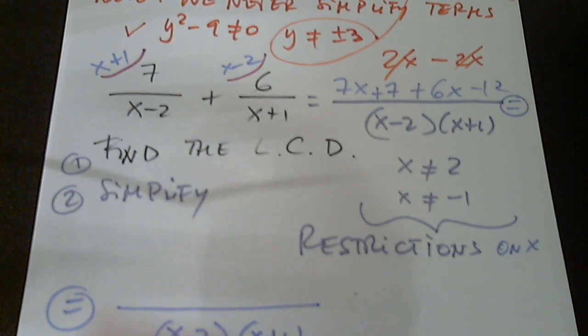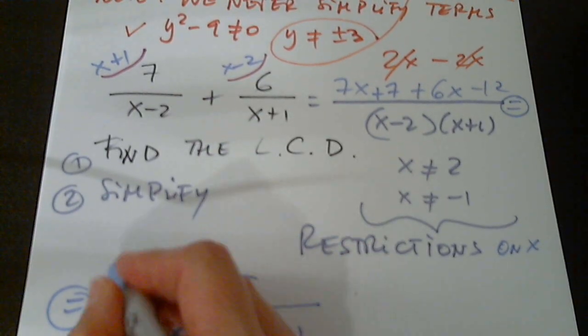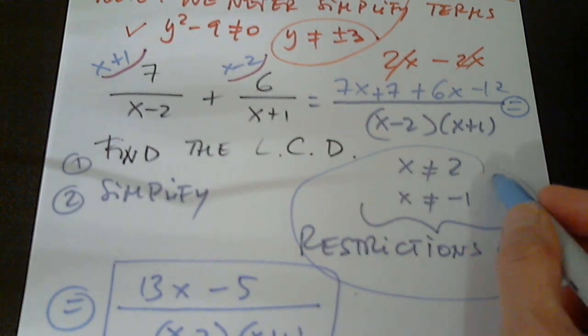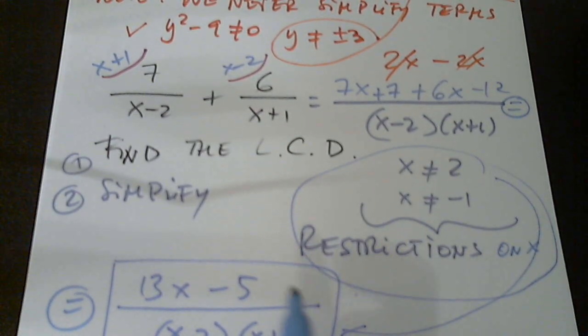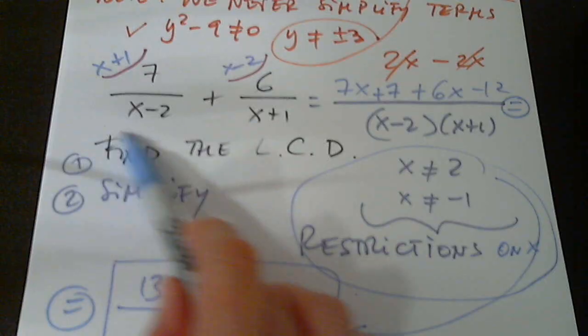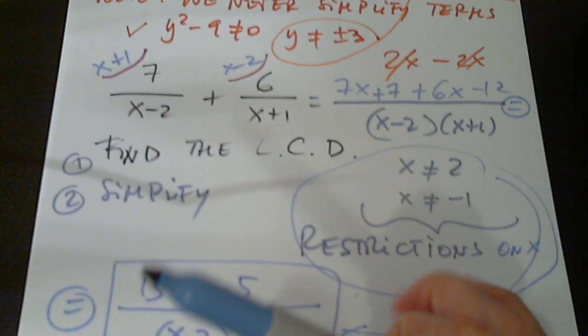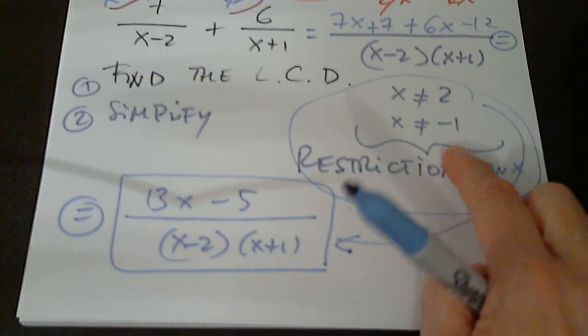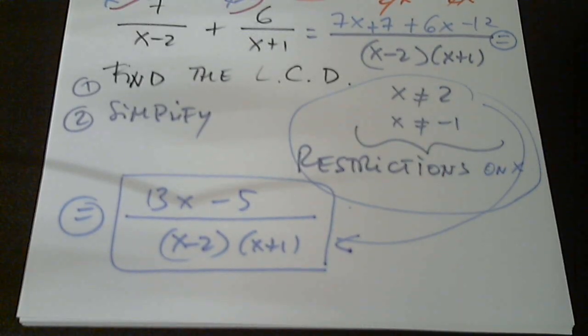$13x minus 5. Thank you very much. That's it. This is the simplified form, of course, together with the restrictions. So the sum of these two fractions simplifies to this, assuming x is never 2 or negative 1. Very good.